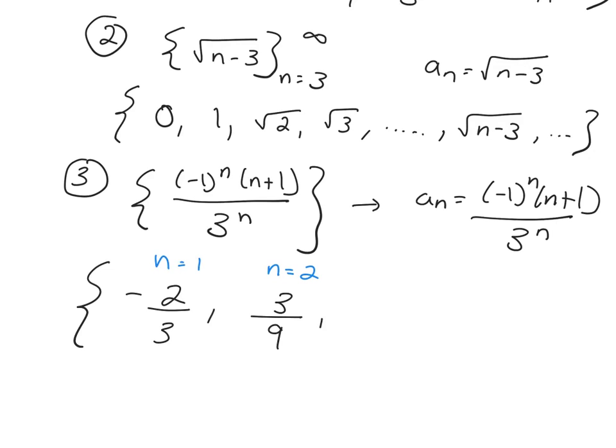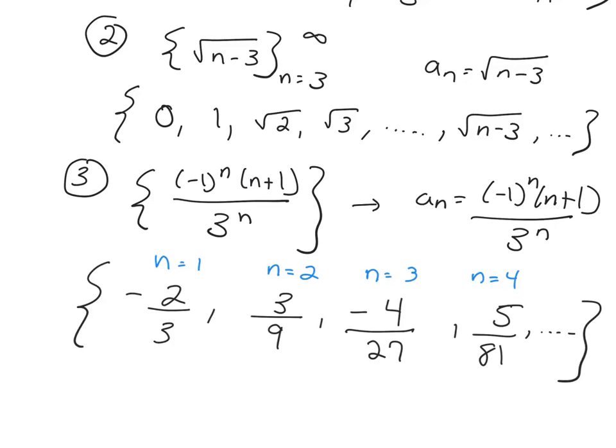All right, let's plug in maybe 2 more. n equals 3 and n equals 4. What do I get if I plug in n equals 3? -1 cubed. Negative, 3 plus 1, 4, over 3 cubed, 27, okay. Plug in n equals 4, -1 to the 4th, it's +1, 5, over 3 to the 4th, which is 9 times 9 or 81.